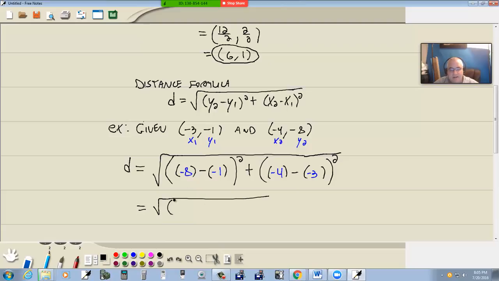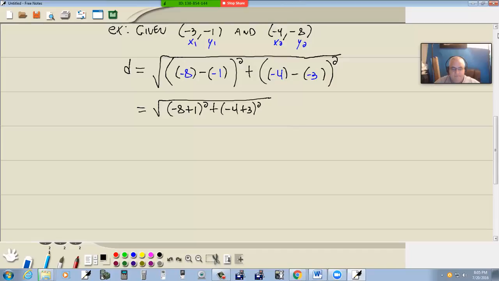Then to simplify that, we got negative 8. Negative negative becomes a positive, so we got negative 8 plus 1 squared plus negative 4, and here we have a negative negative, which becomes positive. So we got negative 8 plus 1 is negative 7. Negative 4 plus 3 is negative 1. Negative 7 squared is 49, and negative 1 squared is 1, which gives us the square root of 50.